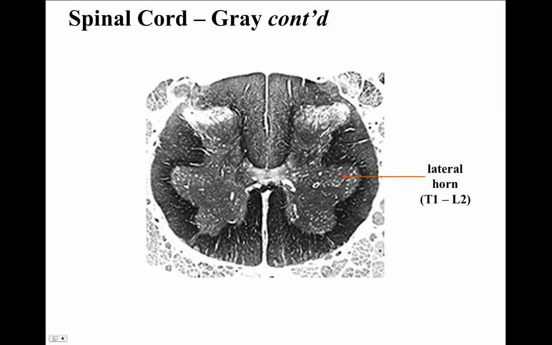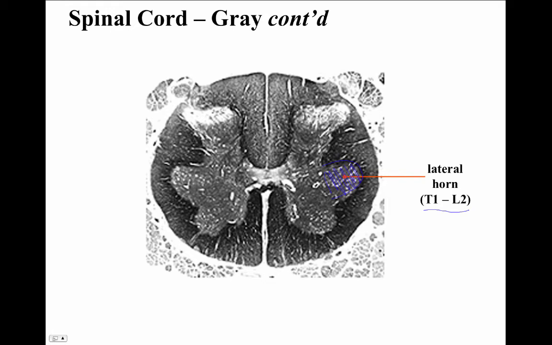We only see lateral horns in the region of T1 to L2. The reason for that is that within this region, we have a large amount of sympathetic output, or management of the viscera. If you think about the region of T1 to L2, you realize that within that region, we have a tremendous amount of viscera within our thoracic and abdominopelvic cavities.